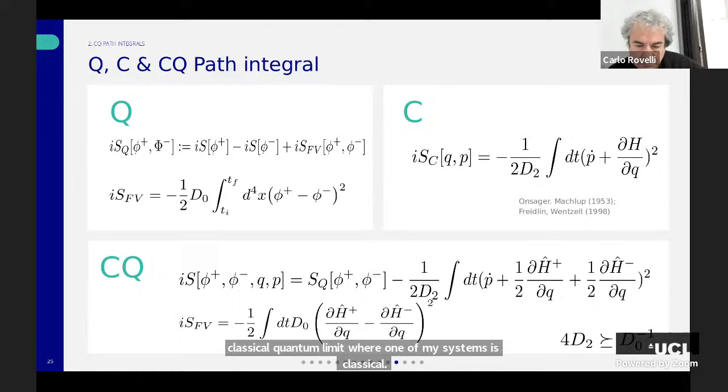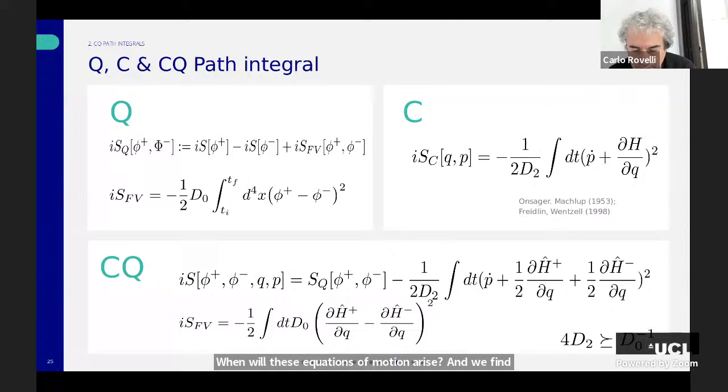And we find that they do arise in some limit, but the parameters are different. So you could, in some sense, distinguish between a fundamental classical quantumness and an effective classical quantumness.